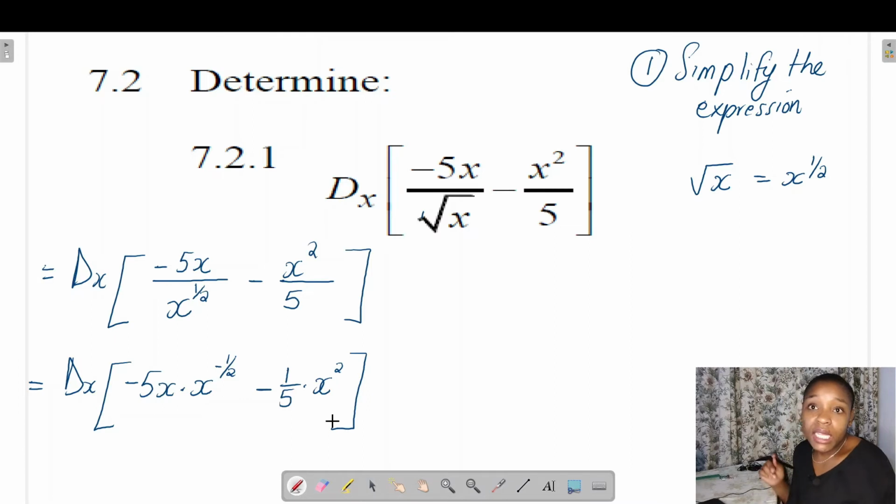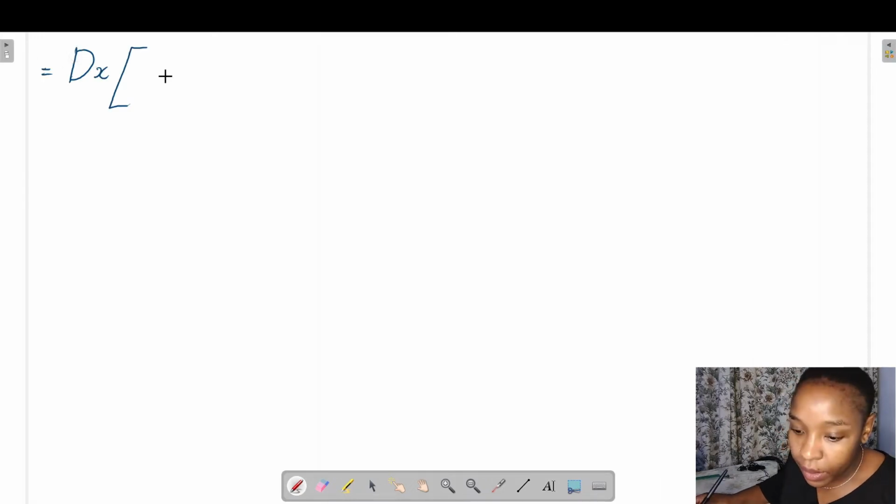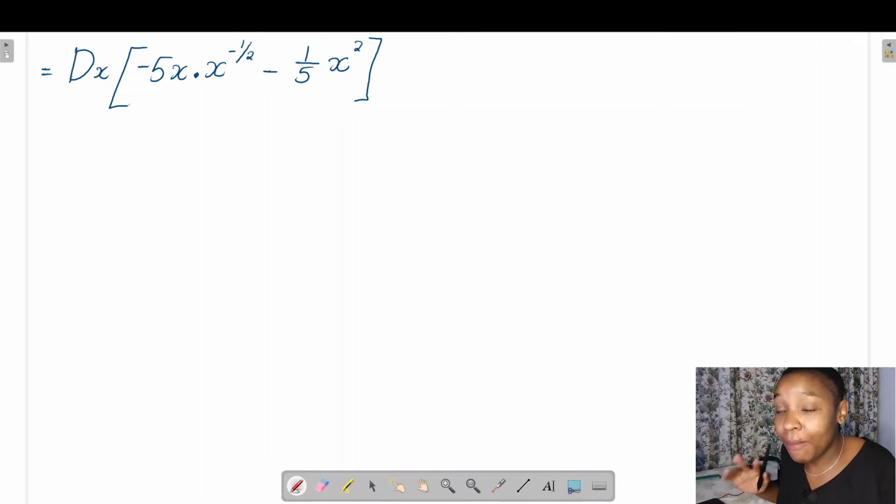Okay, can we simplify this any further, guys? We cannot. Okay, actually we can. Yes, we can, right? We can simplify that further. Okay, so we had d of x, okay, and then we had negative 5x times x to the power of negative 1 over 2 minus, I said, 1 over 5 times x to the power of 2. Yes, right? And I'm saying that we can actually simplify that further, right? Here, we can simplify that further. Negative 5x multiplied by x to the power of negative 1 over 2. What do we see here? Exponential laws. Right?